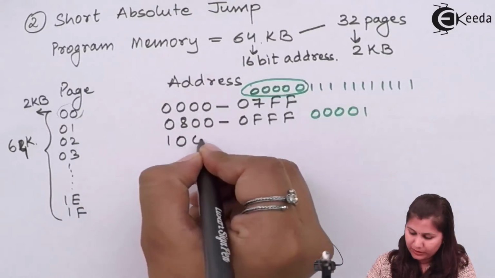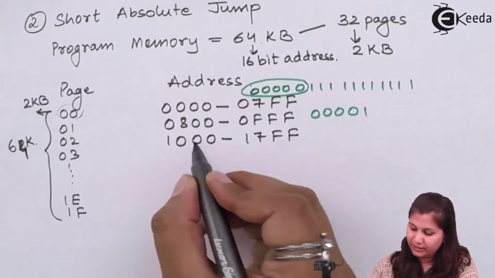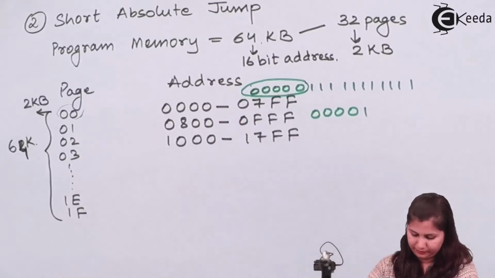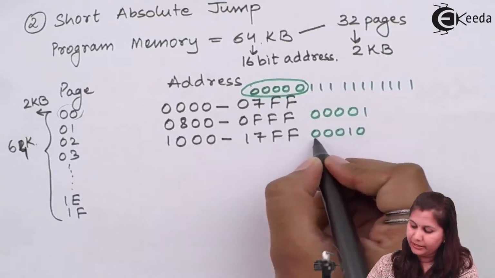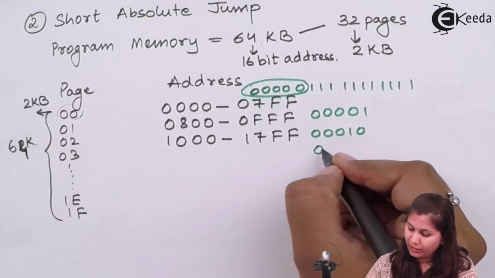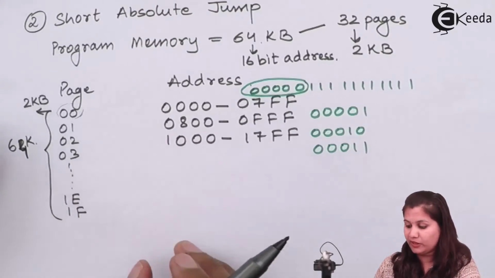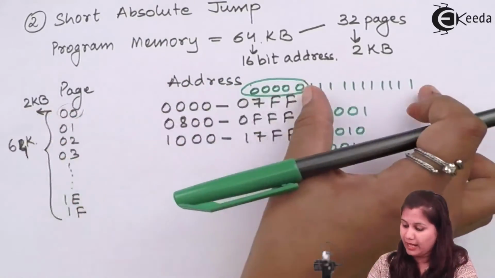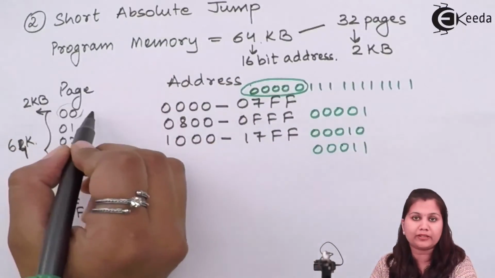The next range we have is 1000 to 17FF. Here, if you see, the starting bits will be 00010, so the page number is 02. For the next range, if you calculate, it will be 00011, so the page number is 03. So in this way, if you see all the bits, the starting 5 bits denote the page number, and the last 11 bits denote the address, and each page has 2 kilobytes of memory.